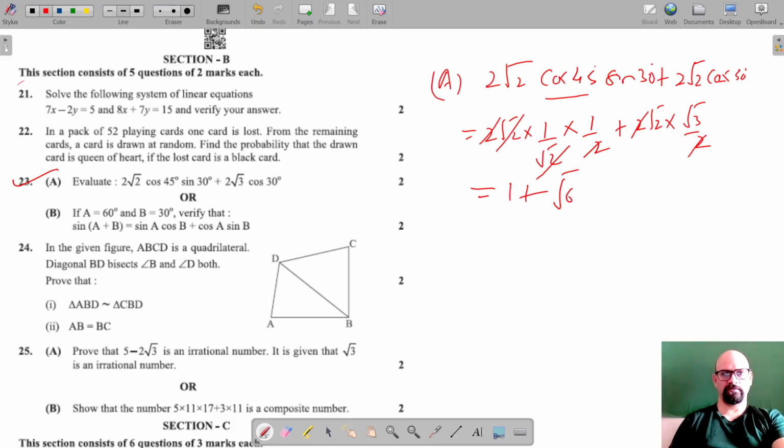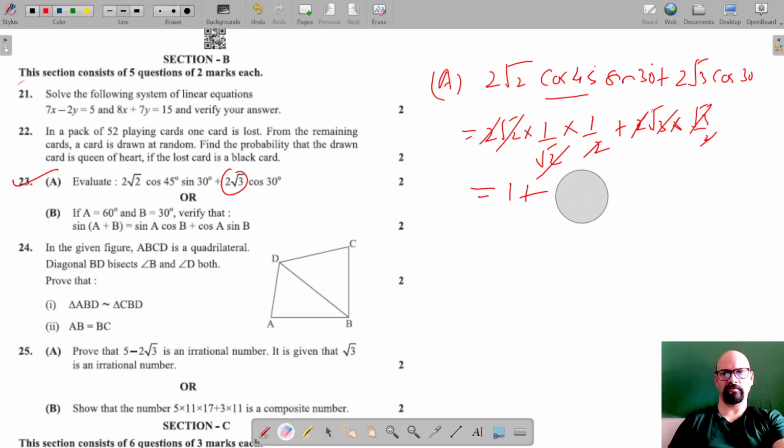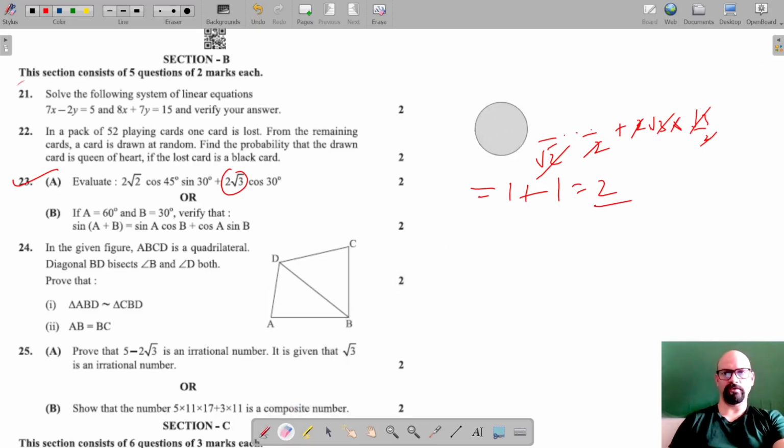So our answer is 1 plus root 6. Okay, this is actually 2 root 3. So this is 2 root 3 into cos 30. So 2 root 3 into cos 30 is root 3 by 2, that means this is 1. So 1 plus 1 is 2. So 2 is the final answer for part A of question number 23.